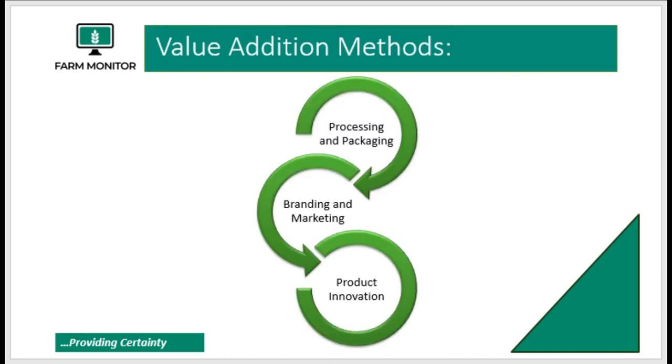There are several methods of value addition. You can either do processing and packaging, you can do branding and marketing, or you can innovate a totally new product. In processing, when you turn raw produce into processed goods, or you add appealing package, appealing flavor, or you just process it into readily consumable forms, you can increase the value of the product.